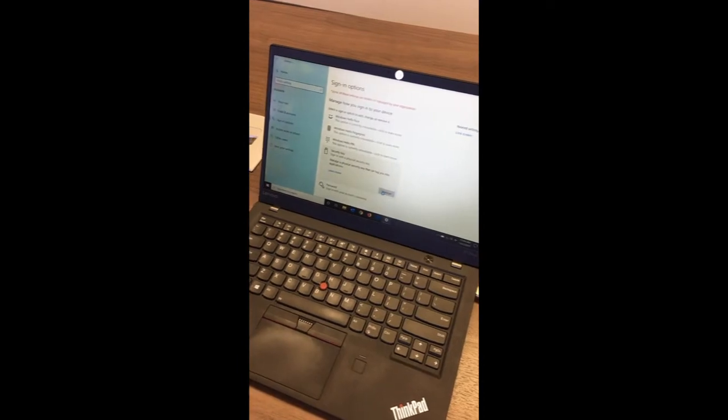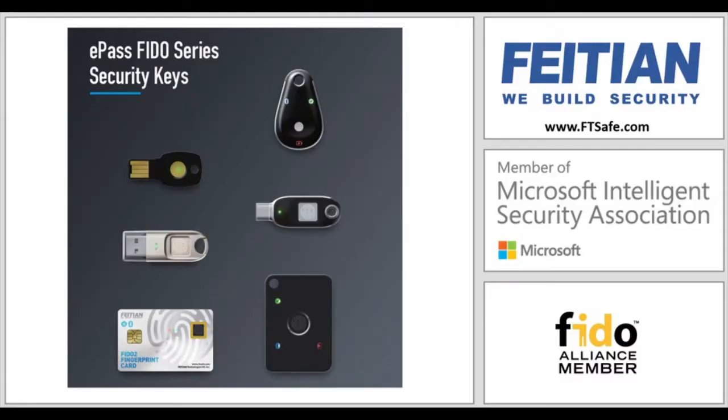The FEITIAN passwordless security keys come in a variety of options, including biometric and non-biometric keys.